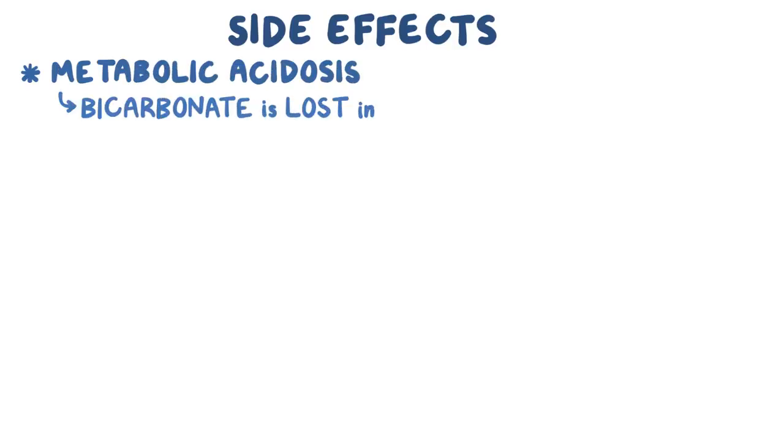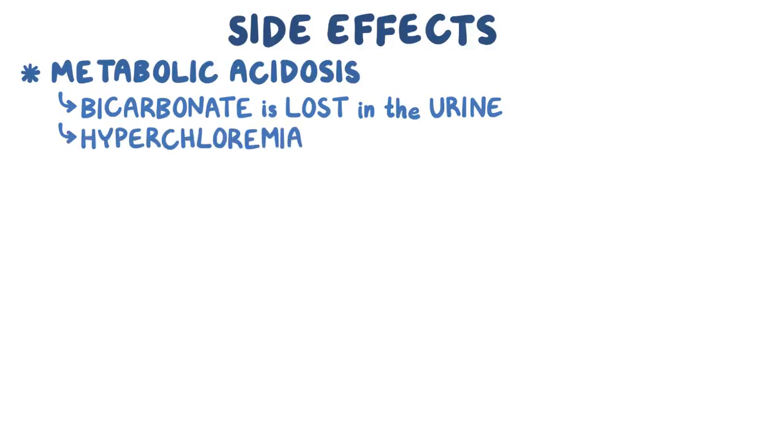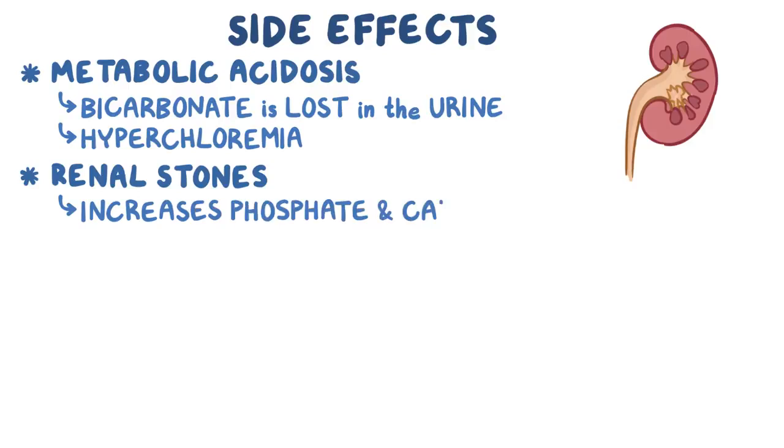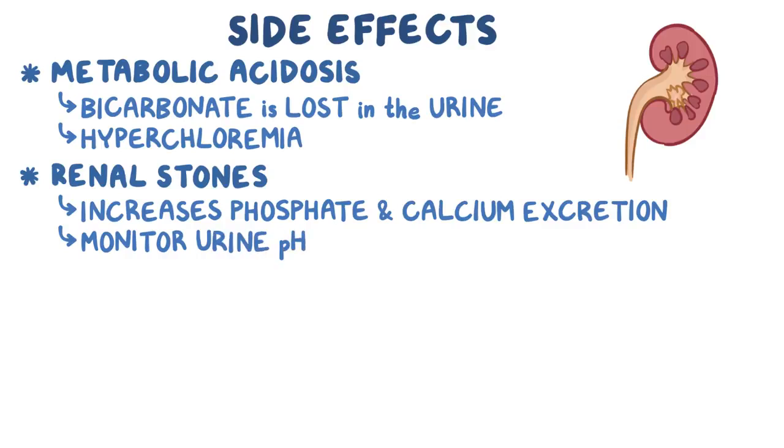For side effects, carbonic anhydrase inhibitors can cause metabolic acidosis, since lots of bicarbonate is lost in the urine. When this happens, the body tries to compensate for the bicarbonate loss by releasing chloride from the cells into the blood, leading to hyperchloremia. Secondly, there's also a risk for renal stones to form. This is because carbonic anhydrase inhibitors also increase phosphate and calcium excretion, and these are more likely to form calcium phosphate stones in alkaline urine. This side effect can be prevented by monitoring urine pH and making sure it doesn't get too alkaline.